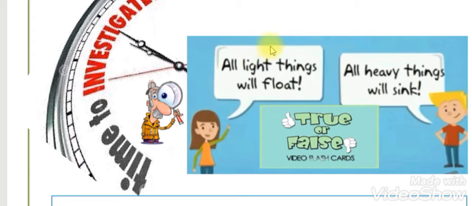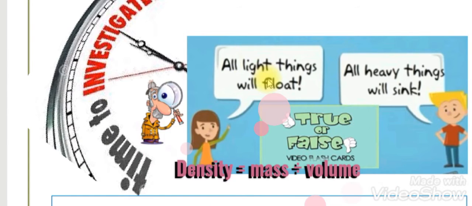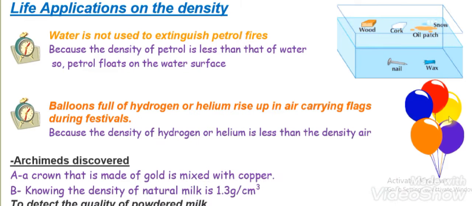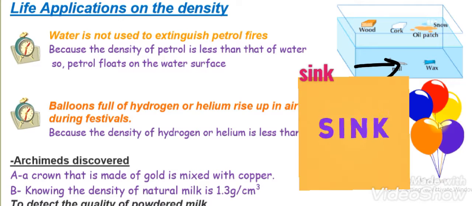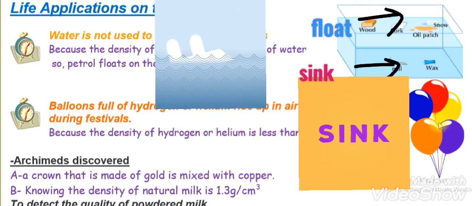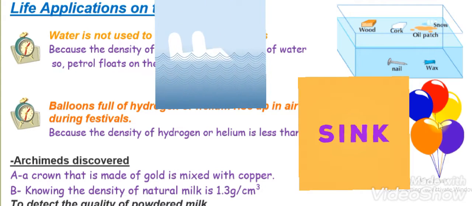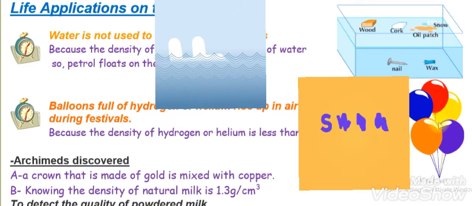But how does the density work? The density usually is the measure of how compact the mass in a substance or object is. The density can be measured by using an equation: mass divided by the volume. Then we go into the reason why some objects sink and other objects float. The reason for sinking or floating of objects is density.